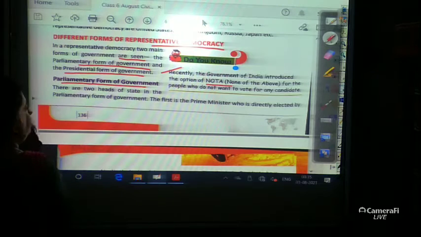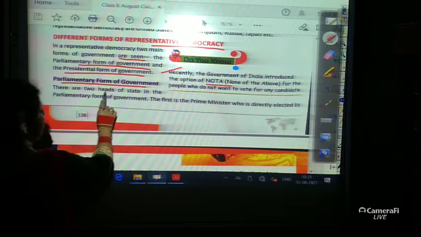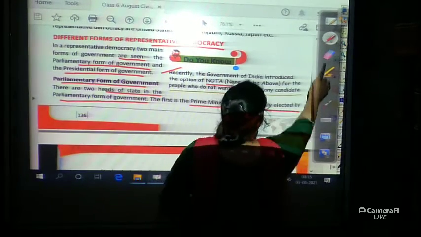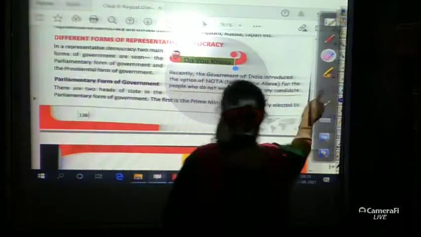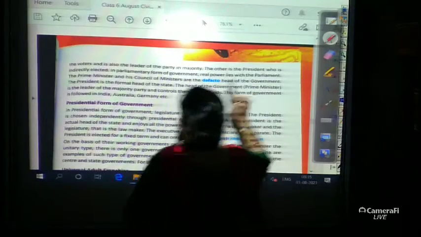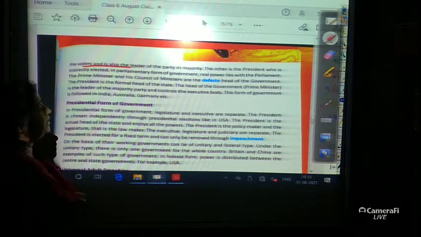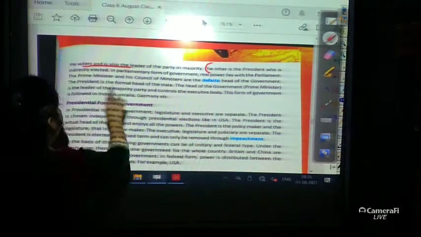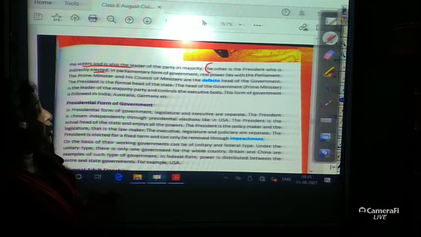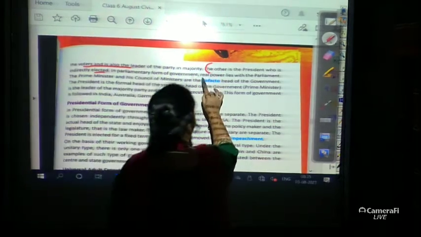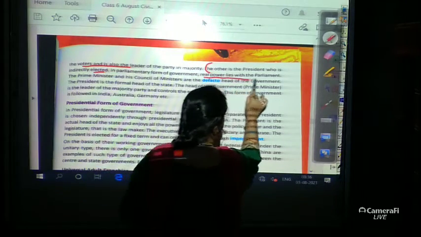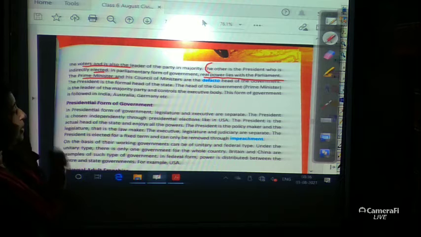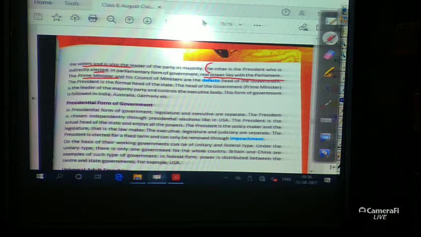Now the parliamentary form of government. There are two heads in the parliamentary form of government. The first is the Prime Minister, who is directly elected by the voters and is also the leader of the party in majority. And the other is the president, who is indirectly elected. In the parliamentary form of government, the real power lies with the parliament, not any particular person. The prime minister and the council of ministers are the de facto head of the government.